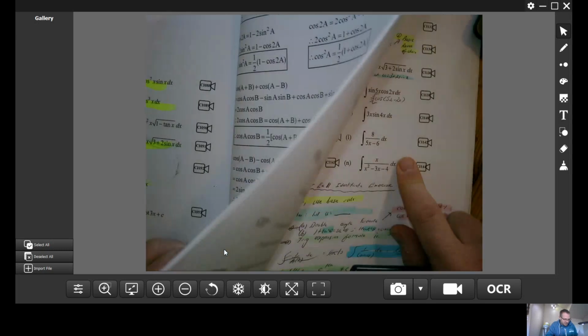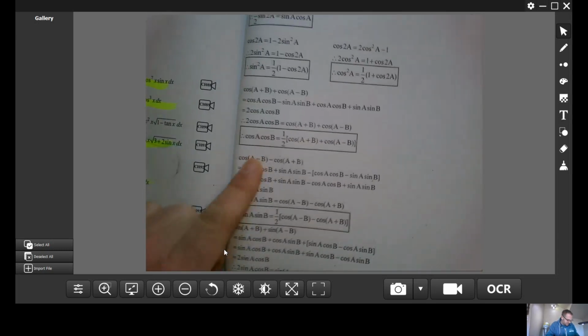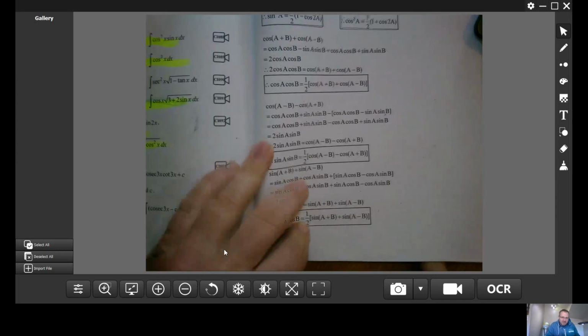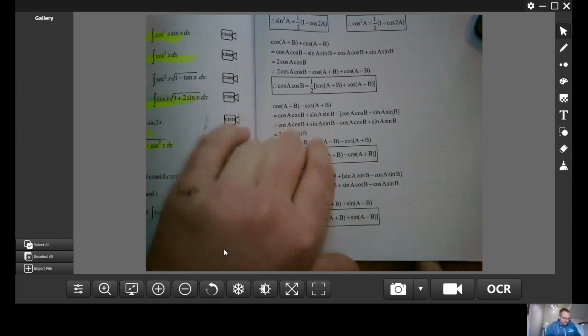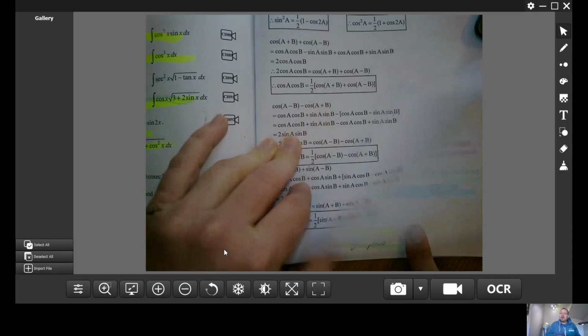Sorry, sine and cos. Where's the sine and cos one? Oh, sorry, sine and cos. You're going to use a half sine of an angle, cos of a different angle is a half.